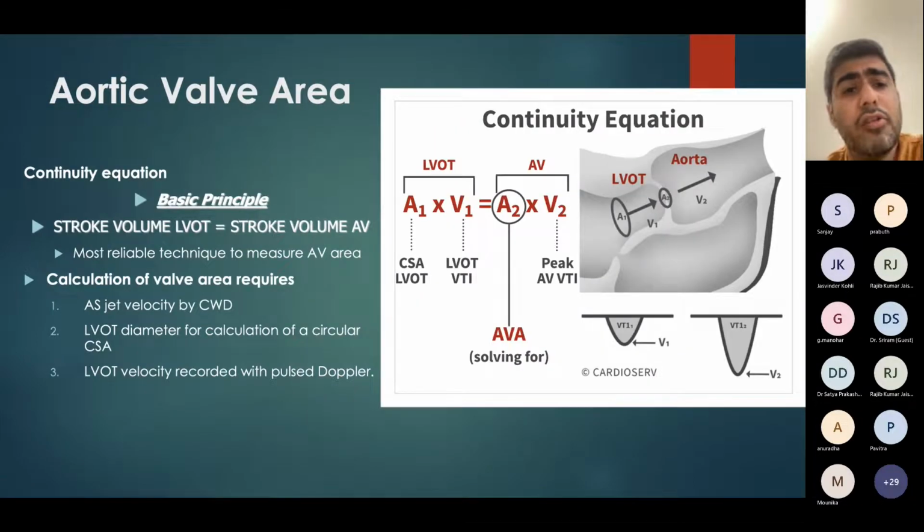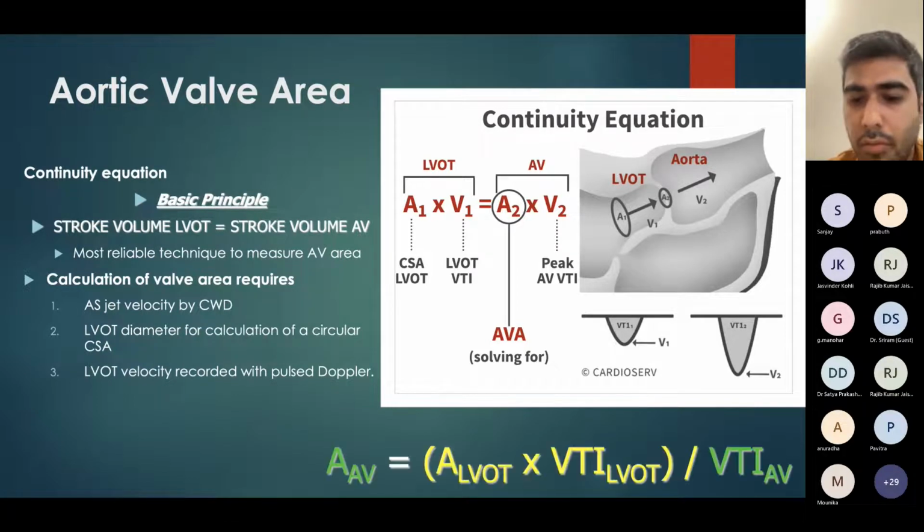Aortic valve area is then calculated using the continuity equation, and the basic principle is that the stroke volume of the left ventricular outflow tract will be equal to the stroke volume of the aortic valve. It's one of the most reliable techniques to measure the aortic valve area. Calculation of valve area requires the aortic stenosis jet velocity obtained by continuous wave Doppler, the LVOT diameter, and the LVOT velocity. The aortic valve area is then calculated automatically by software in the echo machines, which gives us the aortic valve area by this formula.